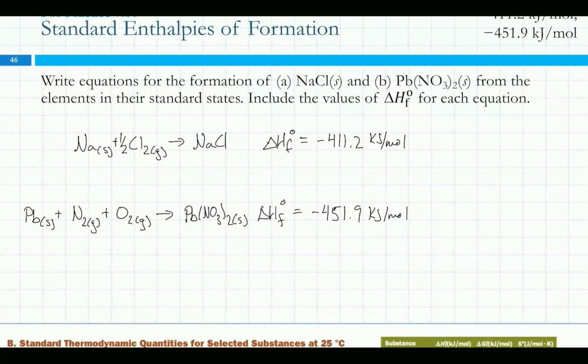So what coefficients do I need? Yeah, lead's going to be 1. Nitrogen's going to be 1 because there's 2 there. And then I've got 2 nitrates here, so I need 2 of those. But I need 6 oxygens. So this will have coefficient of 3.